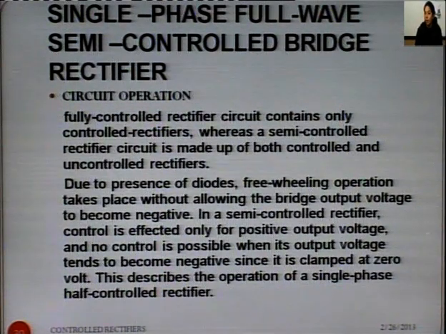Due to the presence of diodes, freewheeling operation takes place without allowing the bridge output voltage to become negative. In a semi controlled rectifier, control is effected only for positive output voltage and it is not affected for the negative.